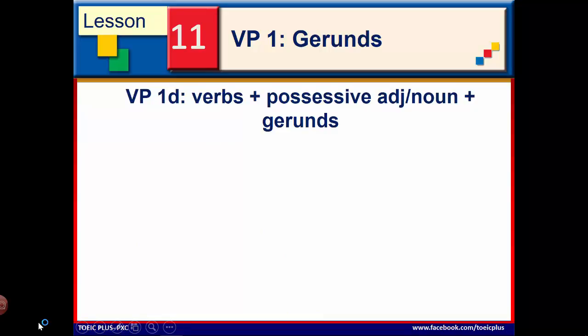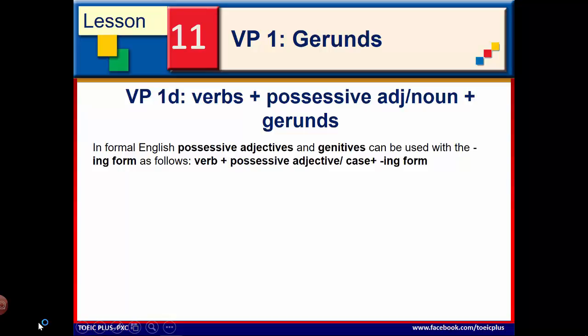Verbs, possessive adjective or noun, and then gerunds. In formal English, possessive adjectives and genitives can also be used with the ing form as follows: verb, possessive adjective or possessive case, and ing form. Do you mind my smoking? So after the word mind, we have possessive adjective and then gerund. Or you can say, do you mind me smoking?